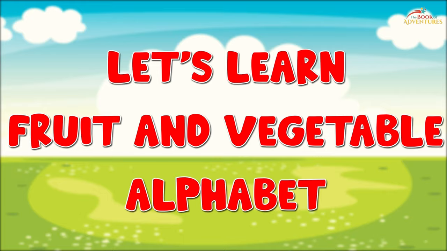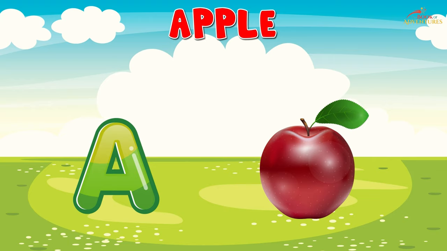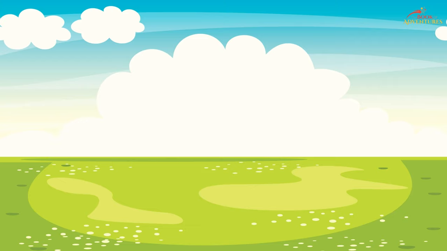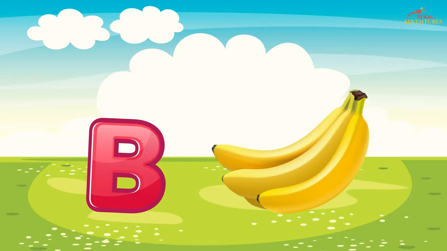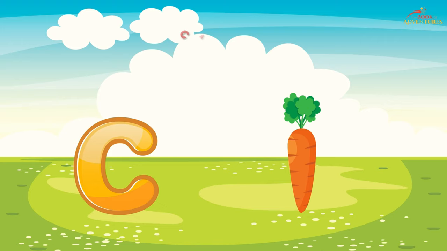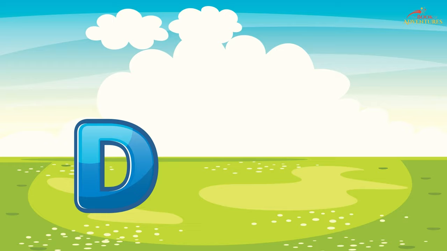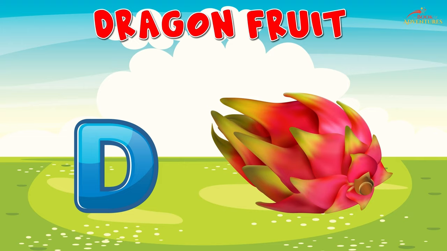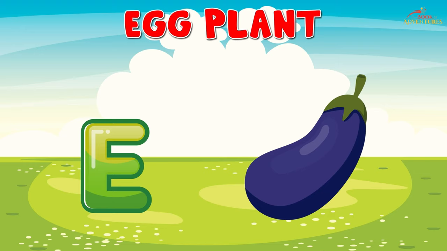Let's learn fruit and vegetable alphabet. A. A is for apple. B. B is for banana. C. C is for carrot. D. D is for dragon fruit. E. E is for eggplant.